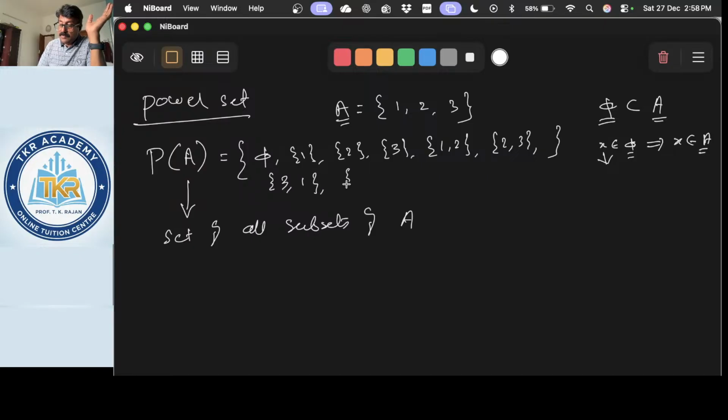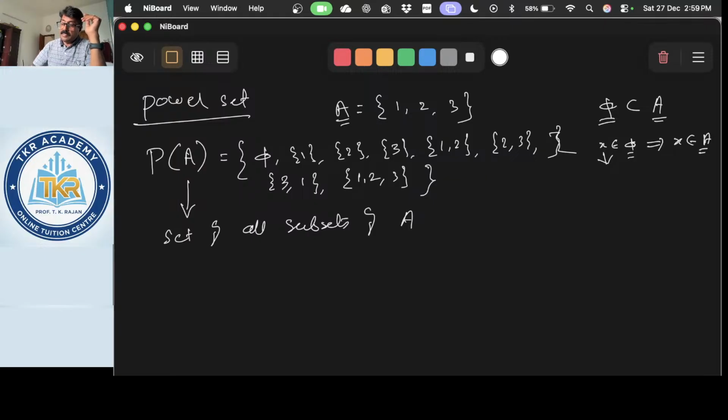Then the last, all the elements 1, 2, 3, I mean the A. Then this set is called the power set of A. So when you are asked to write the power set of some set given, you write all the subsets of the set as a set, then that is the power set. So the power set is a set of all subsets of A.